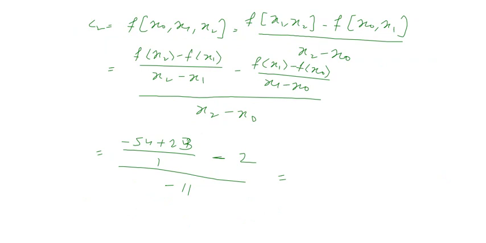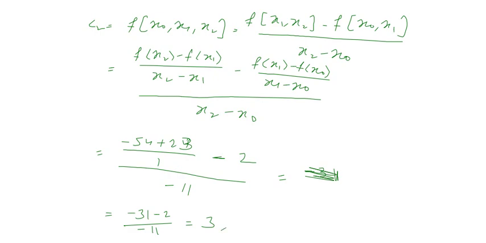So that is equal to minus 31, right? Minus 31 minus 2, so minus 31 minus 2 by minus 11. So minus 33 by minus 11 is 3. So c2 is 3. Similarly you can go for c3 by using the previous formula.